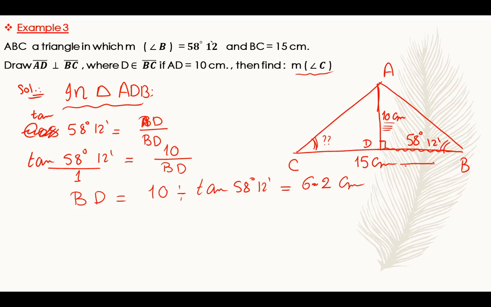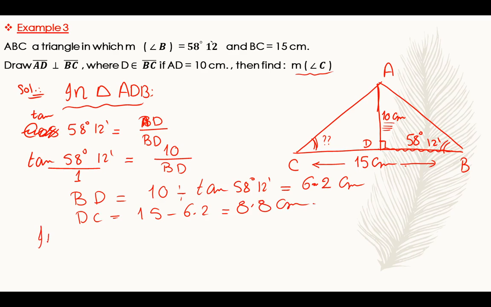Now we have BC, the length of BC is 15 centimeters, so we can find the length of DC. DC will be equal to 15 minus 6.2. By using your calculator, it will be equal to 8.8 centimeters.